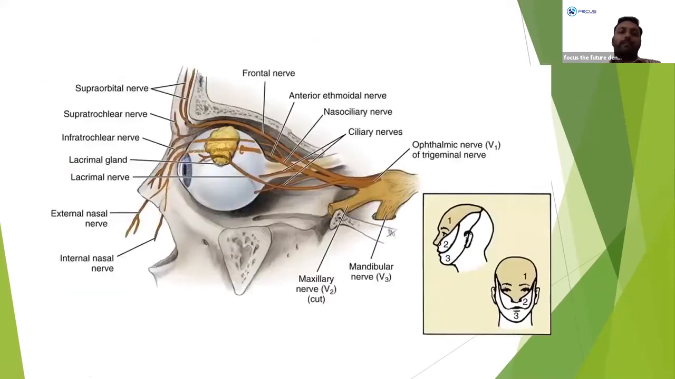Okay, so this is a different view of the same one which we saw in the previous picture. It shows the branches, so first let's trace the frontal nerve. The frontal nerve comes out as the supraorbital and supratrochlear branch. Now next one is your nasociliary, which divides into the anterior ethmoidal nerve.